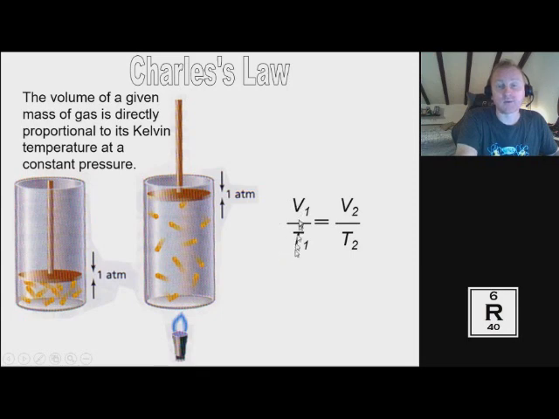So this is a direct relationship. As volume increases, so does temperature, and the first situation should be equal to the second situation here. Again, a problem like this would give you 3 of the values, and you would have to rearrange this equation to solve for the 4th value.